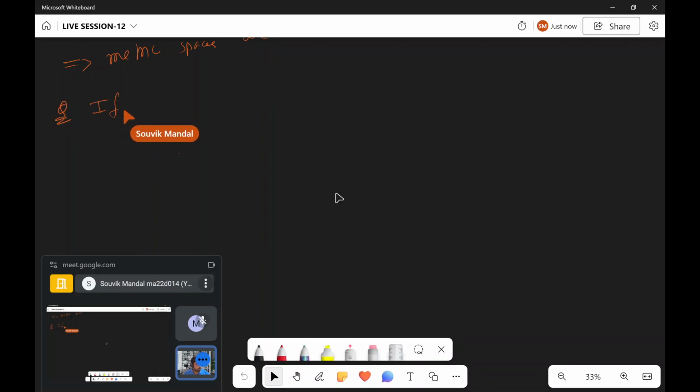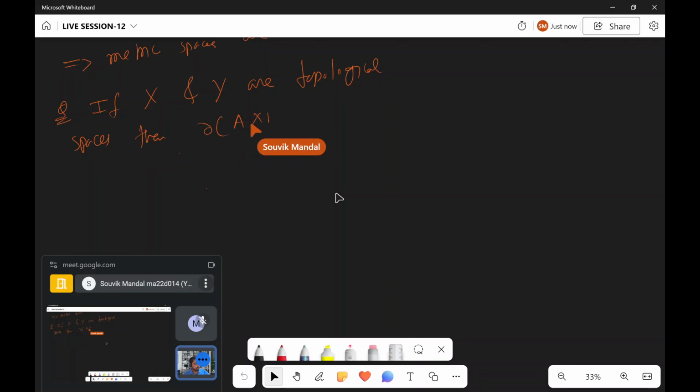If X and Y are topological spaces, then the boundary of A cross B is equal to boundary of A cross boundary of B. Is this true or false?